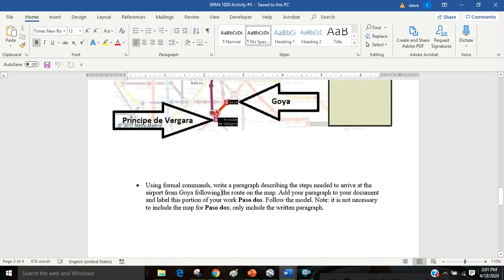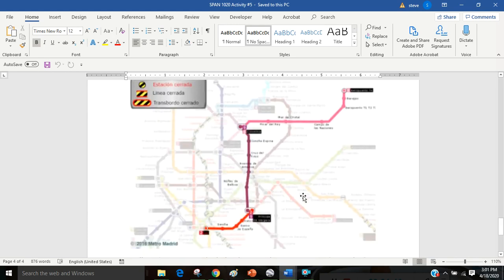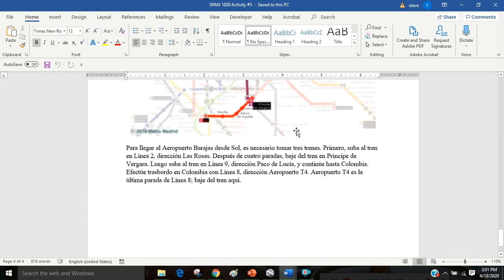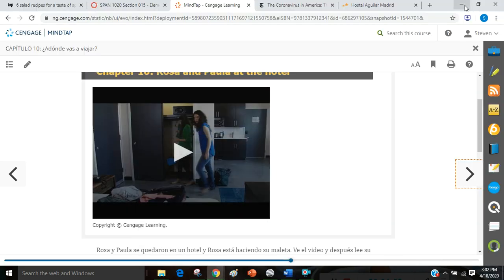So you're going to use formal commands, writing a paragraph describing the steps needed to arrive at the airport from Goya, following the route on this map. You're going to label this as Paso Dos. You don't need to include this map, by the way, for your document, just include the written paragraph, please. And I have a model here of another route, so you can take a look at that and use it as a model for your writing. That is due on the 29th for us.